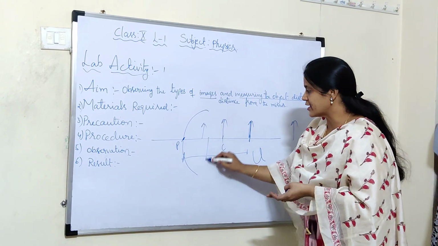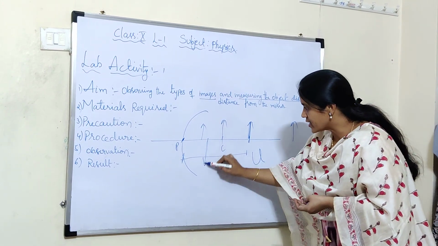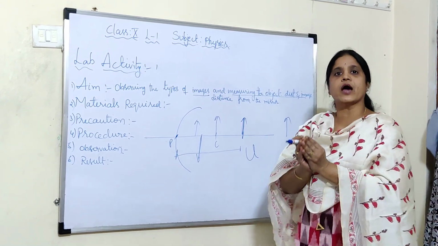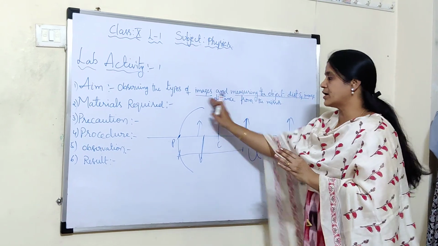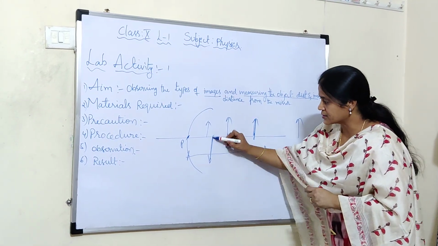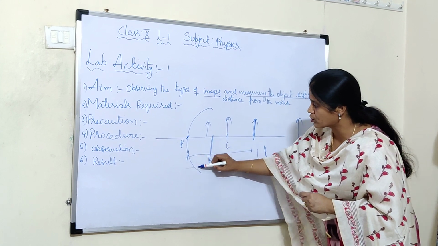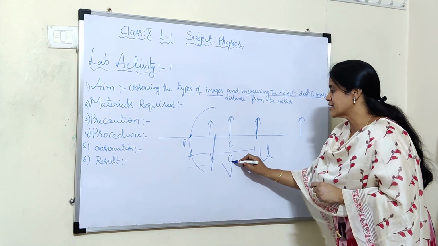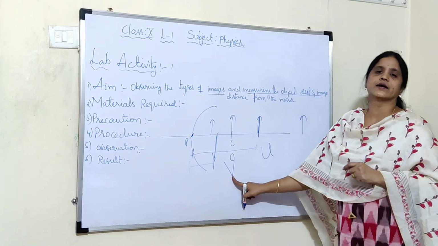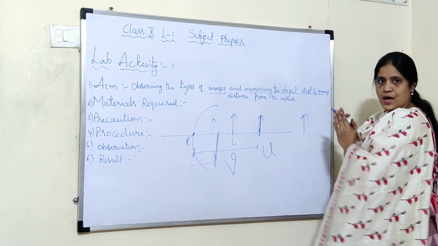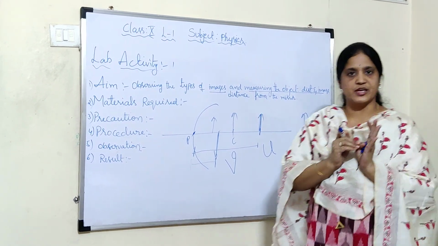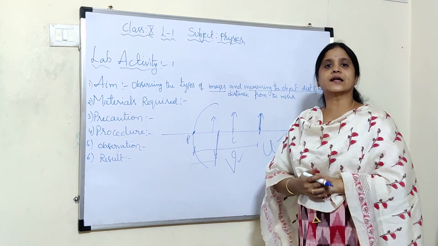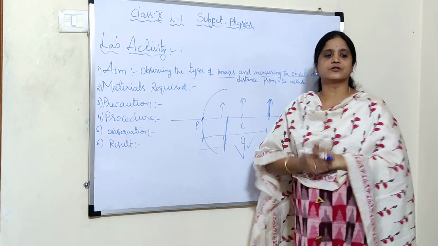And somewhere you will get the image. Whether it is the object distance or the image distance, we have to measure it from the pole of the mirror. So again, for the image you have to measure from the pole to the image. This distance is known as the image distance and it is represented by the letter V. So by using this lab activity, we have to find out the types of images, the object distance and the image distance. Is it clear? Now I will start the lab activity.